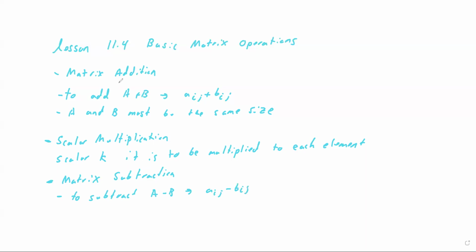Couple things to note. Matrix addition is commutative, meaning A plus B equals B plus A. Matrix subtraction is not commutative, meaning A minus B will not equal B minus A. Now, there are certain situations where it can, but it's not every situation.